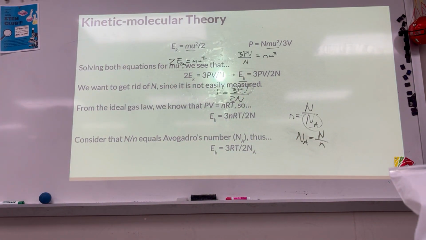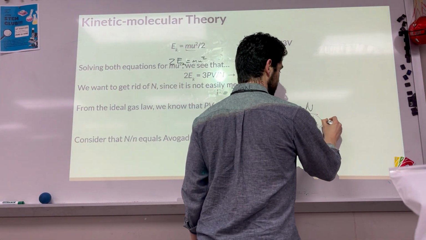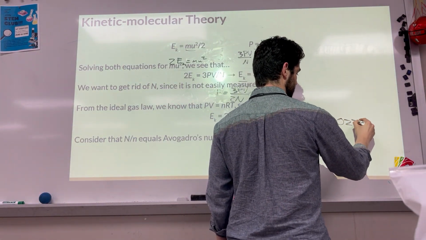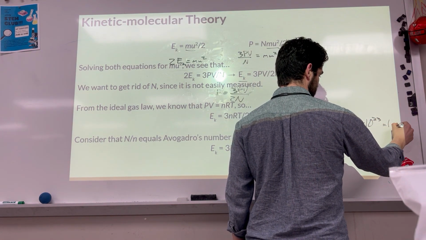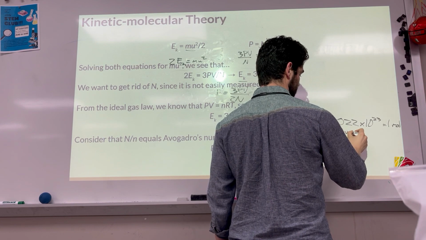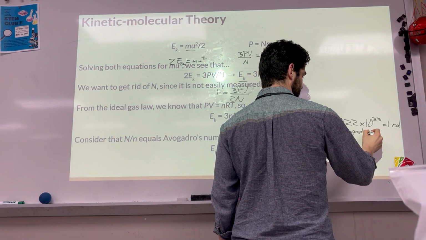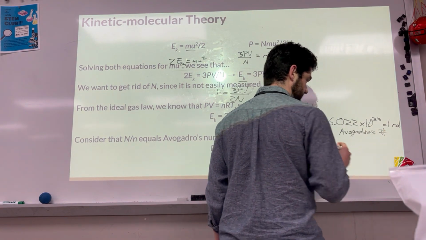Avogadro's number. Yes, Zoe? You're giving us Avogadro's number? No, you need to memorize it. I'm giving you the gas constants. I'm not giving you Avogadro's number. So Avogadro's number is 6.02 times 10 to the 23, atoms. We have to remember that.